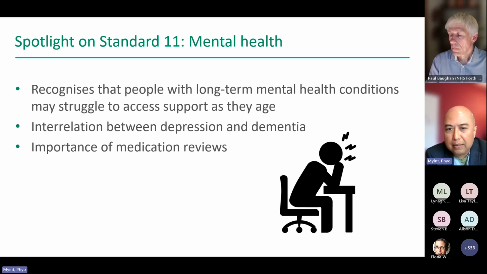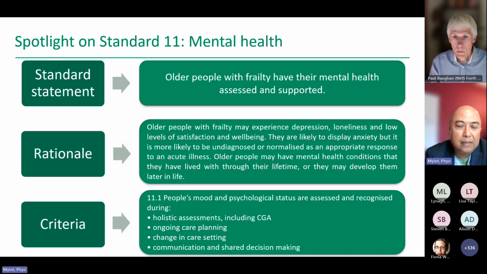This standard also highlights the importance of medication reviews in this population, because they may be put on psychotropic medicines, such as antidepressants and anticholinergics, and therefore there is a need to review medicines at the appropriate time. Before I go to the statement, this standard has 9 criteria. And the statement says: older people with frailty have their mental health assessed and supported.